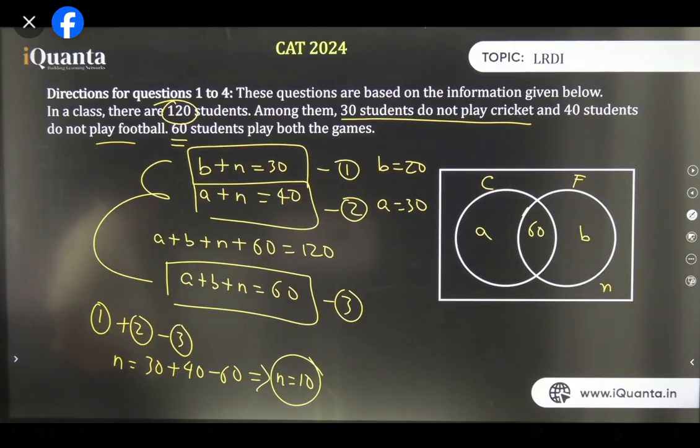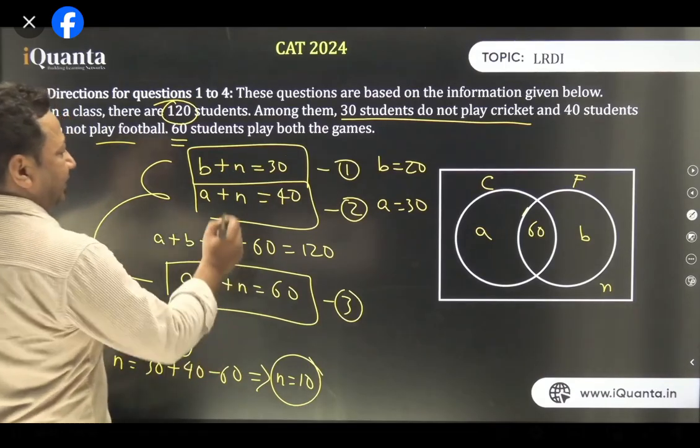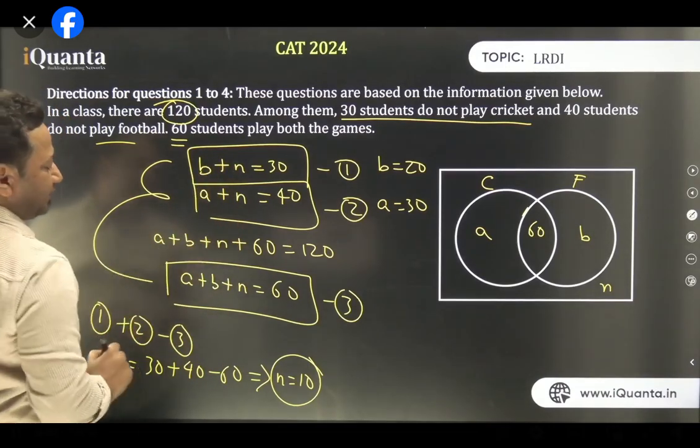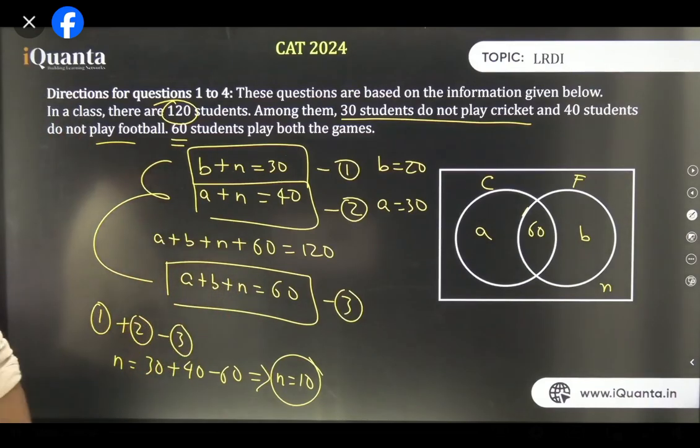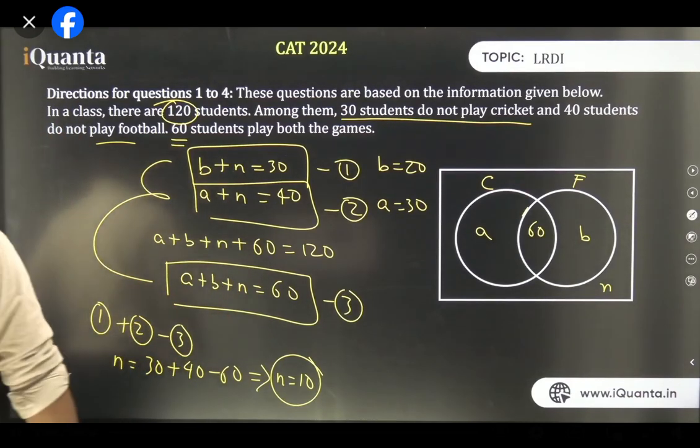Anshika, you are saying no. No for what? Addition of equation 1 and 2. Yes, you can see here that if I add these two, I'll get A plus B plus 2n. If I subtract A plus B plus n, I'll get only n. Cool. Now let's go to the questions.